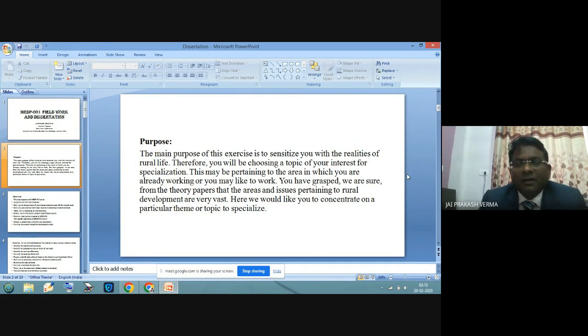It's not required that you choose a topic only from your own rural background. You can also choose topics or schemes related to rural background. Here we would like you to concentrate on a particular theme or topic to specialize, because research is something in which you go for in-depth study and find something new: a new approach to look at anything, new dimensions, a new horizon for research. That is a very important area for dissertation.